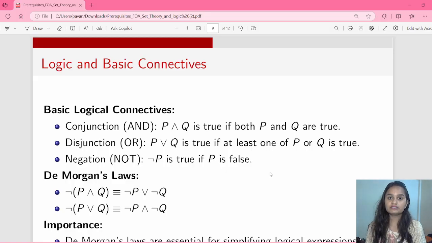Negation. Negation means we attach the word 'not' in front of the statement. We flip the truth value. If originally the statement was true, we make it false, and if originally the statement was false, we make it true.